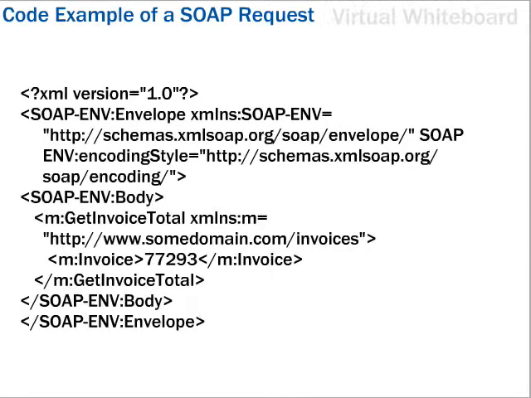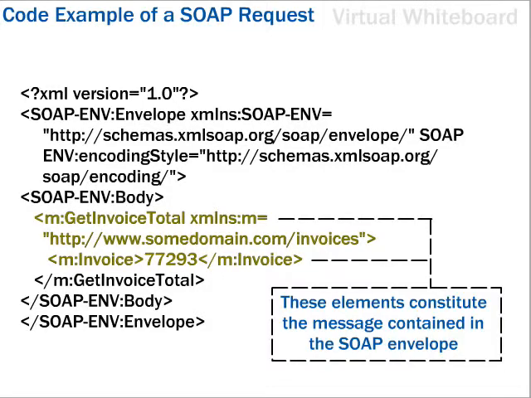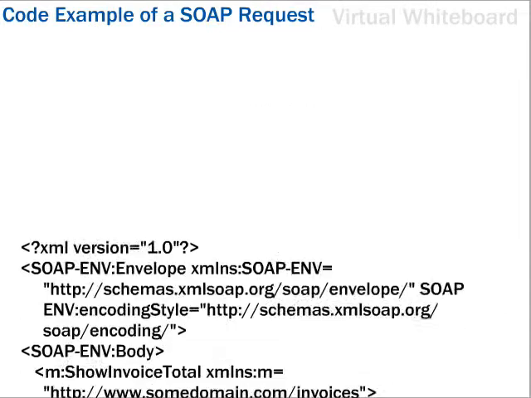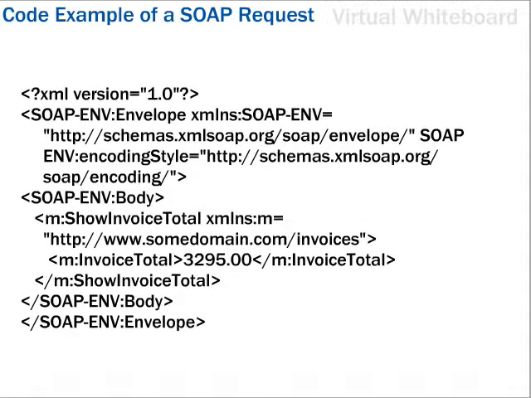Let's see how a typical SOAP request might look. In the example, the M:"GetInvoiceTotal" and M:"Invoice" elements are specific to the particular application and are not part of SOAP itself. These elements constitute the message contained in the SOAP envelope. Let's see what the SOAP response from the web service might look like.